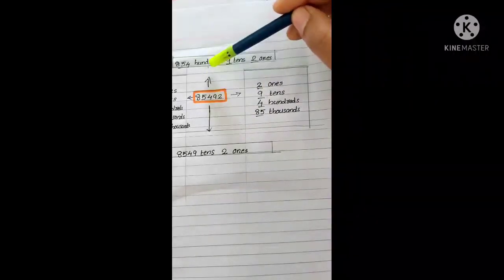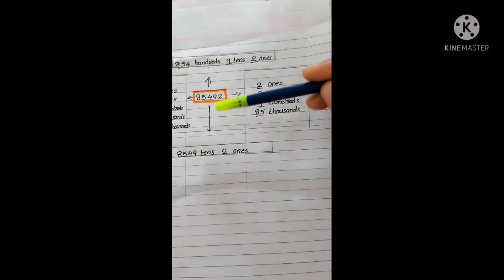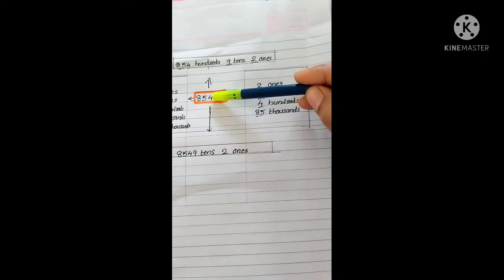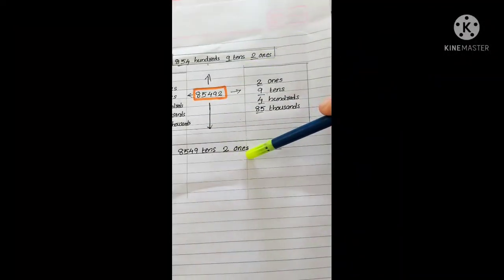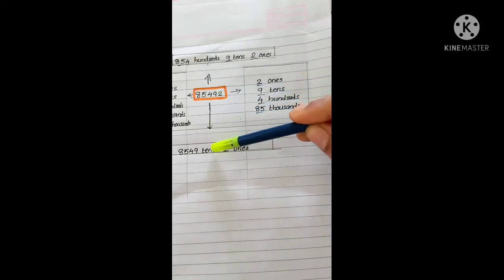We know that 100 has 2 zeros, so we cut 2 digits from the right end. Then we get it as 854 hundreds, 9 tens and 2 ones. Look here, the number is split in the form of tens and ones only.